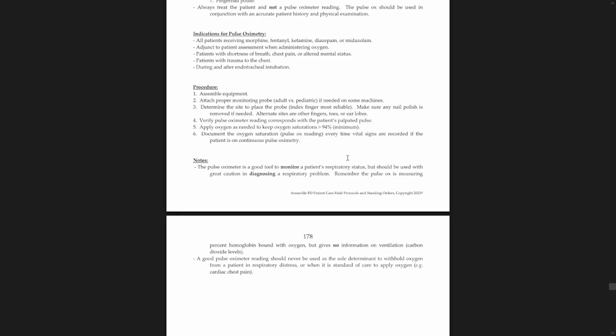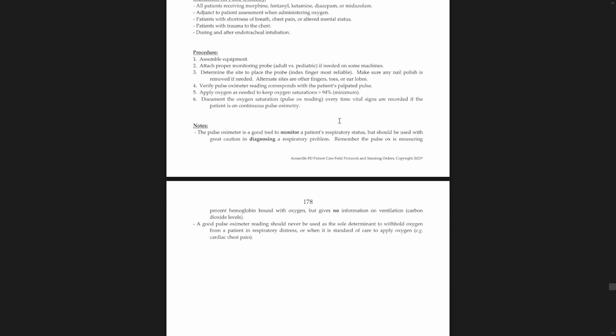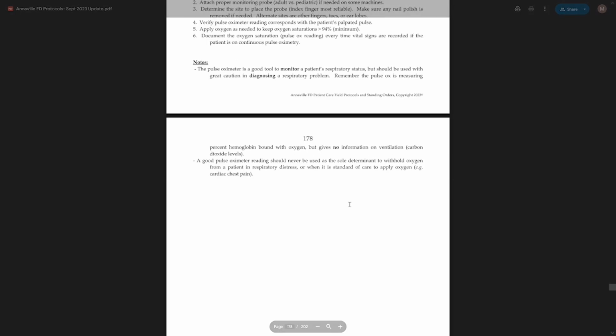You assemble the equipment, attach it on their finger, and document the level. It's not very complicated. Pulse oximetry is a good tool to monitor a patient's respiratory status, but should be used with great caution in diagnosing a respiratory problem. Remember, the pulse ox is measuring the percent hemoglobin bound with oxygen, but gives no other information on their ventilation. A good pulse oximetry reading should never be used as the sole determinant to withhold oxygen from a patient in respiratory distress, or when it is a standard of care to apply oxygen, such as a cardiac chest pain call.